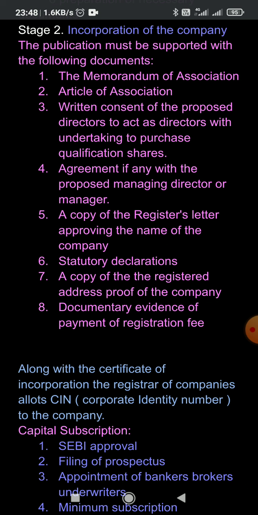Next one, a copy of the registered address proof of the company may also be submitted along with these applications. At the time of incorporation, it can be submitted within 30 days of the receipt of the certificate of incorporation. And at last, documentary evidence of payment of registration fee.